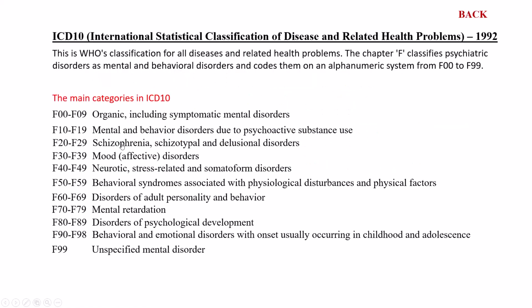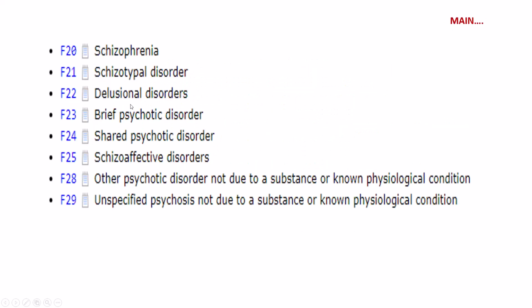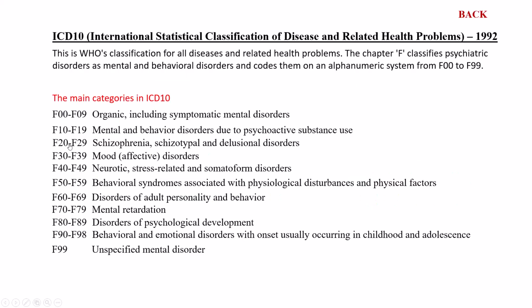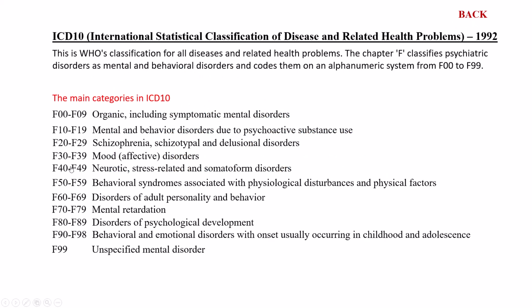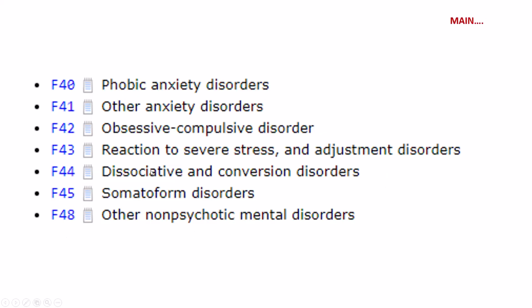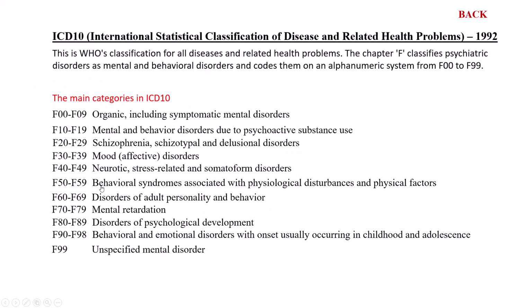Then schizophrenia, schizotypal and delusional disorders. These are some major classifications they have given. These types of disorders come under F20 to F29. Then mood disorders: manic episode, bipolar. Most people know depression, mania and bipolar. So depression, mania and their subtypes all come under F30 to F39. And then neurotic, stress-related disorders, where phobia, obsessive compulsive and somatoform disorders come.